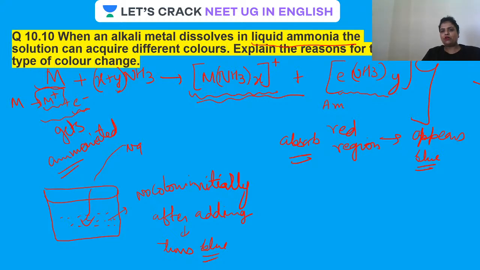So guys, because of this ammoniated electron, they acquire blue color. पहली चीज. Other properties also I'm telling you.